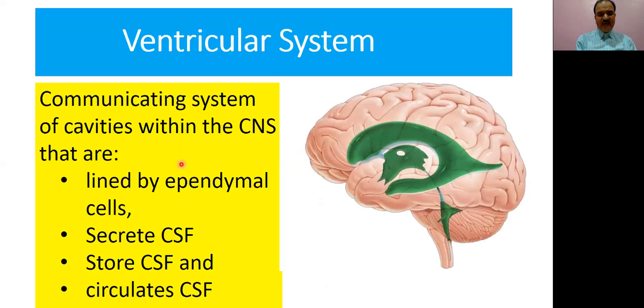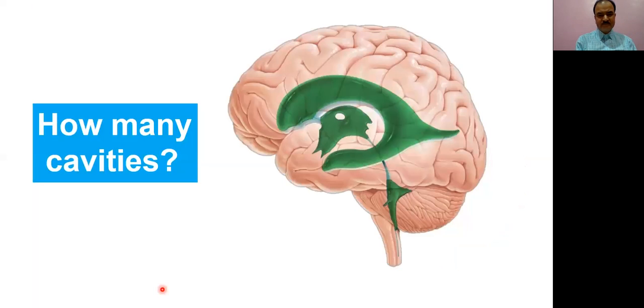These cavities are lined by ependymal cells, which secrete the CSF. The ventricles store the CSF and also circulate the CSF. So the ventricular system consists of the intercommunicating cavities of the central nervous system, lined by ependymal cells, which secrete the CSF. The ventricles store and circulate the CSF. So how many cavities, which we call the ventricles, do we have in the central nervous system?